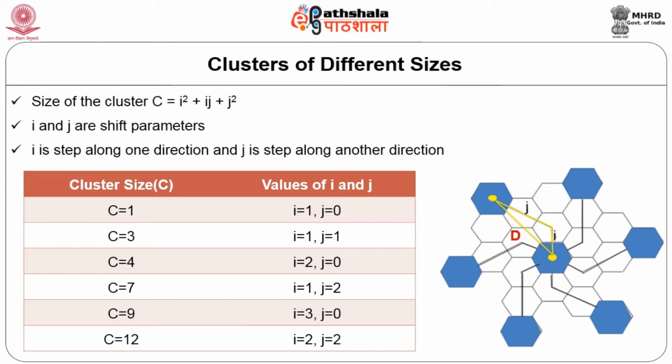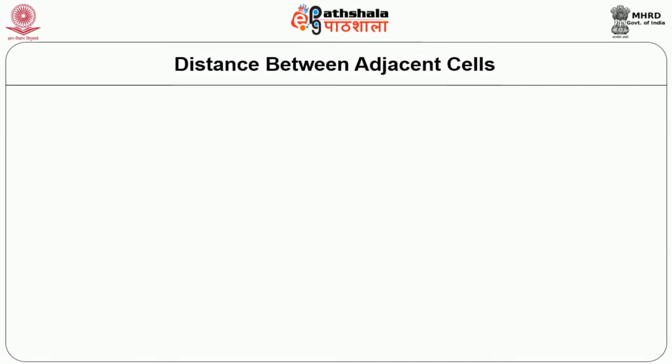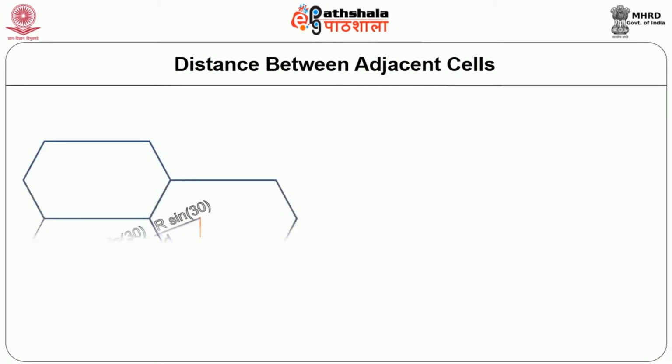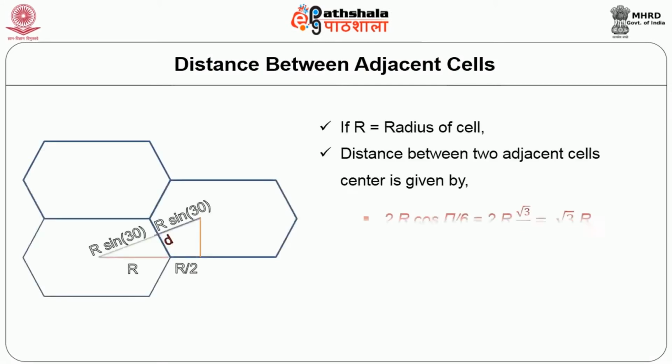You can just take it as an exercise to check whether the values given on the screen in the table fit into this formula or not. Now, the distance between two adjacent cells. Why I need to find this, we will see shortly. The distance between two adjacent cells, where r is the radius of the cell, is given by 2r cos pi by 6. Now, this formula has been derived from the geometry of the hexagon.